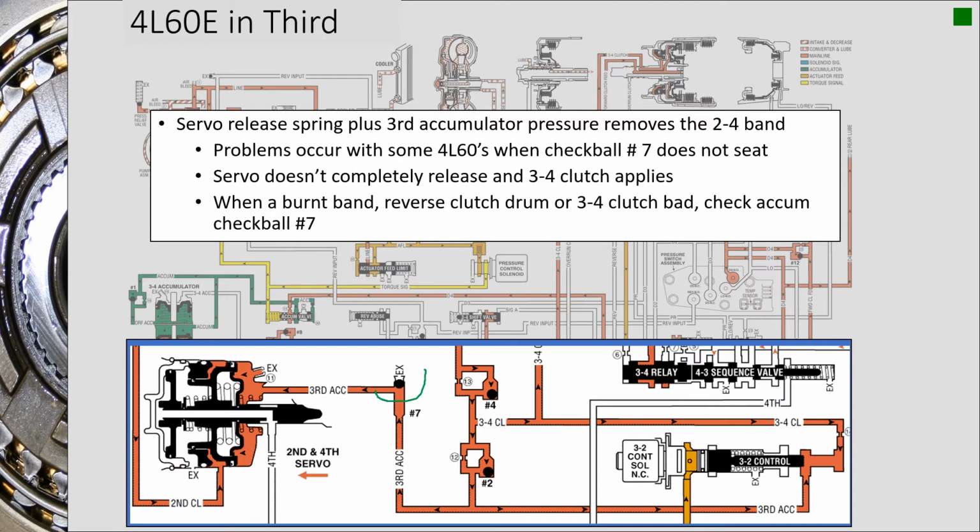And this number 7 check ball is an area that gets pointed out, where if you end up having leaks through here, you're going to drop the pressure in your 3/4 circuit so much that you're going to end up burning the band, because it's not going to release the servo like it should, and burning your 3/4 clutch, because it's not going to release or apply like it should. So if you take a transmission apart and you've got a burnt band, the reverse drum's all burnt up, and the 3/4 clutch is bad, definitely, in addition to many things, check your check ball number 7 there, make sure it seals and it's in good shape.